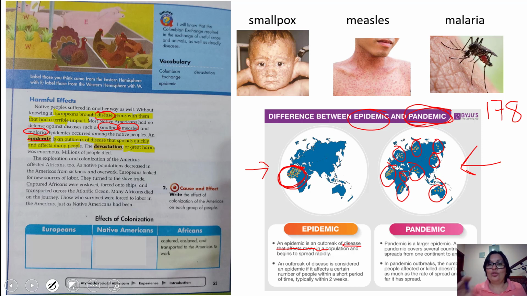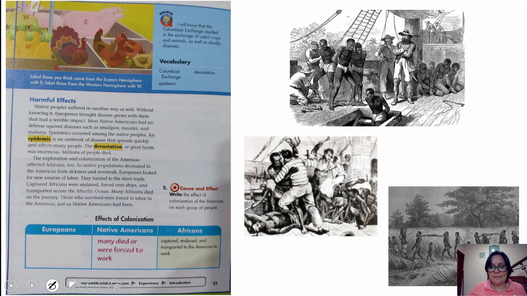Okay, so do you understand the difference between epidemic and pandemic? Okay, for example, an example of an epidemic here in Honduras is dengue. Because it's affecting only certain areas of Honduras, it spreads quickly, it affects many people, but it's not in all the world. But a coronavirus is a pandemic. Okay, so let's continue with the class.